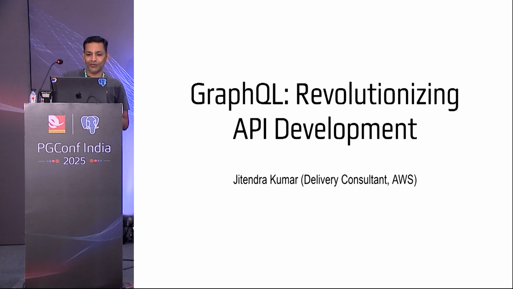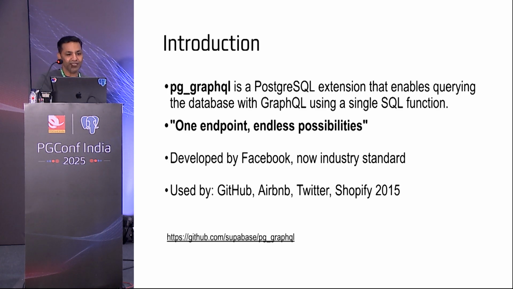This is Jiten, and I'm going to talk about GraphQL and how it is transforming API development and how we can use it in Postgres. So we have Postgres GraphQL, which is a native Postgres extension. And being a native Postgres extension, it is written in a combination of two languages, C and SQL.